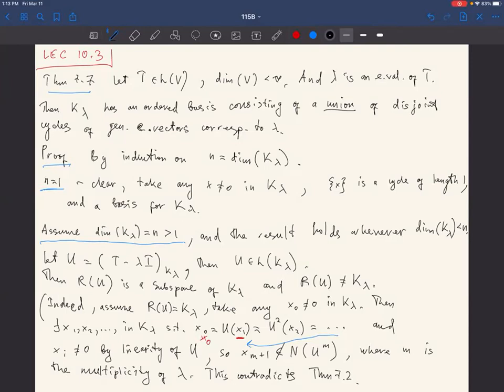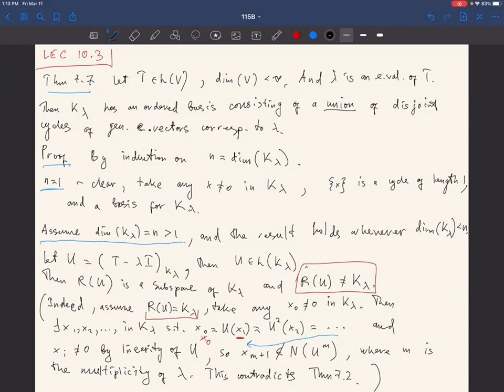Okay. So this shows that our premise was wrong. We started with the assumption that the range is everything, all of k lambda, and we have proved that this gives a contradiction. So this contradiction shows that indeed the range is not all of k lambda.